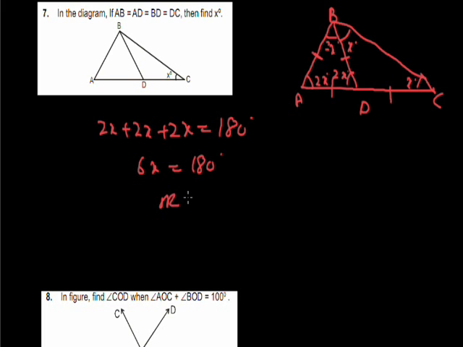So we know that in a triangle sum of all the angles is 180 degree. So 2x plus 2x plus 2x is equal to 180 degree. So 6x equal to 180 degree. So x is equal to 30 degree, which is our required answer.